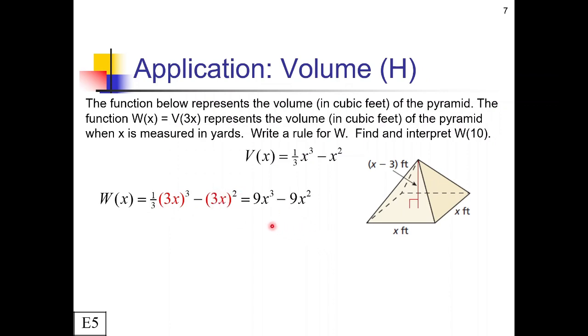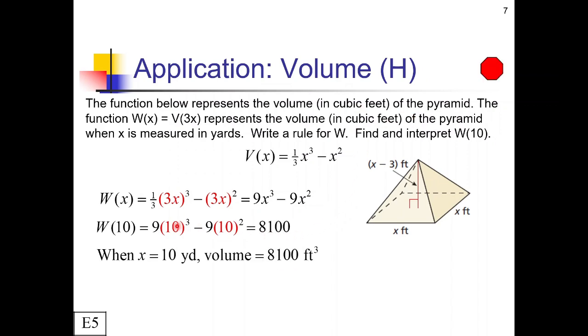So now w of 10, that's just plugging 10 in for x in this new formula that we made here. This is going to be 1,000 times 9 is 9,000 minus 900. We don't really need a calculator. That's just 8,100. Now again, this is in cubic feet. So that means that when x is 10 yards, that's what we're plugging in. This is yards that this function takes in. Our volume is 8,100 cubic feet.